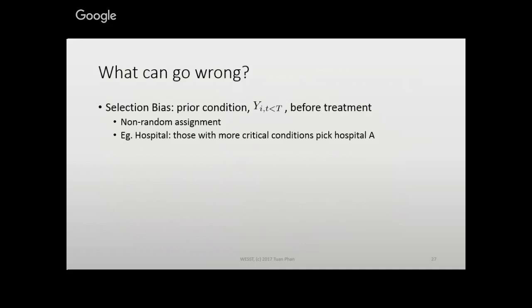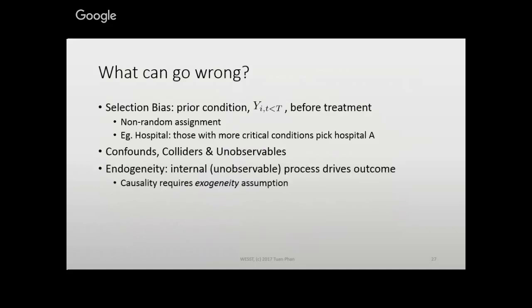Another example is if you had to choose between two hospitals, hospital A and hospital B. If hospital A had a 50% death rate and hospital B had a 30% death rate, and you're critically ill, which one would you choose? 30%, right? But the problem is that maybe hospital A is actually better at more critical conditions. So that's the selection bias. And of course we talk about confounds and colliders.